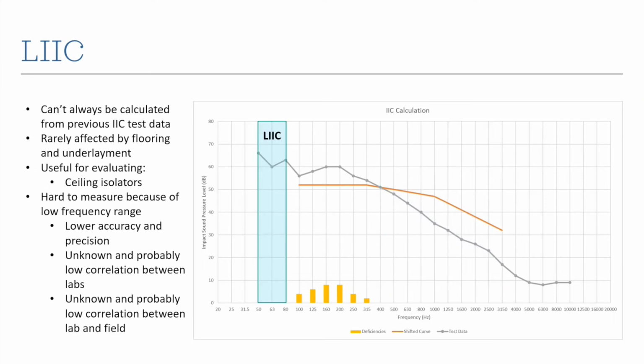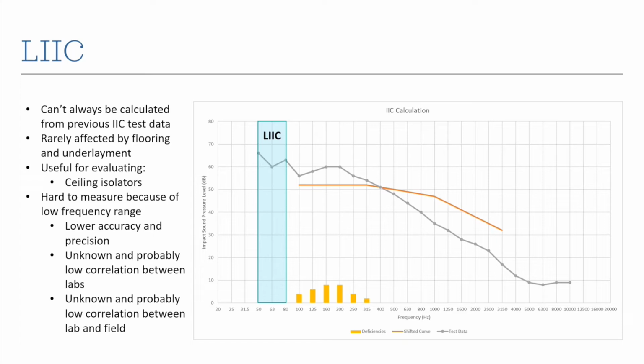LIIC is a completely different animal. So it's outside the measured range for IIC, right? Represented by that orange bar, orange line. So you can't always go back and calculate it from older tests. The LIIC is also rarely affected by flooring and underlayment. Ceiling isolation can affect it. Also, your building structure, the stiffness of the structure, the mass of the structure play a big part in your LIIC rating. So it can be useful for evaluating structures and also ceiling isolators.